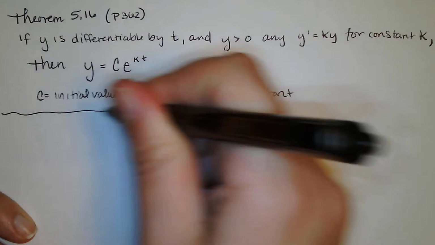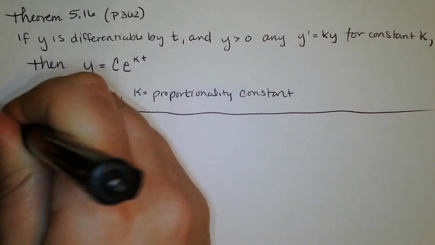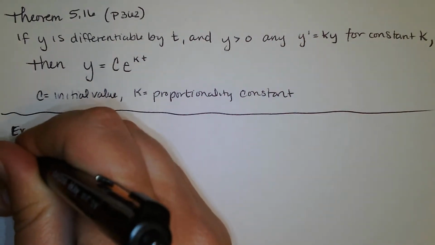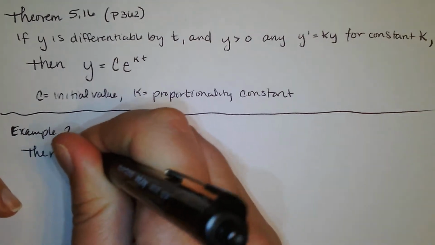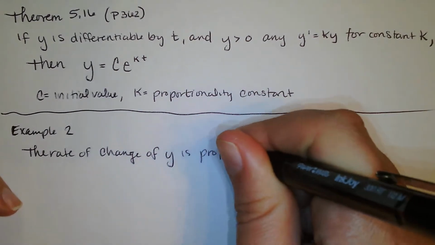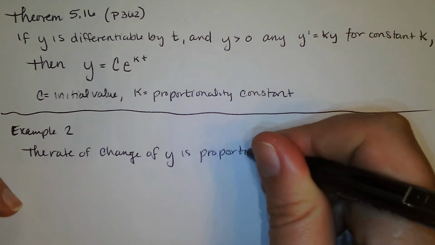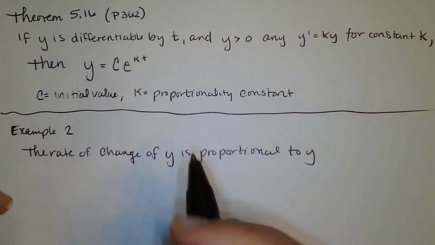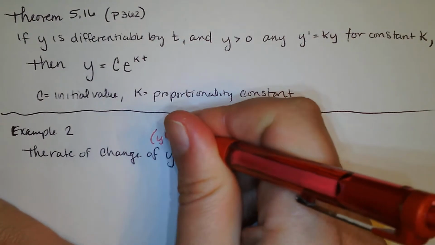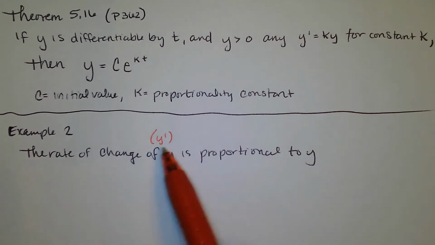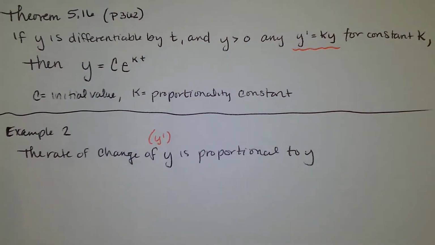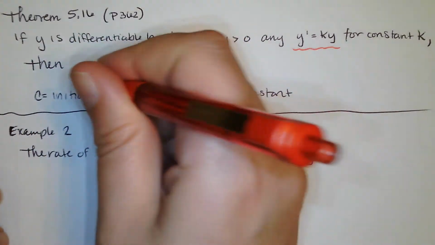So if you ever see something written like that, you know that you'll be able to use this formula, this setup, to do that. So we're going to do example 2, which says the rate of change of y is proportional to y. This is essentially just saying y prime is proportional to y. So y prime and y are proportional. So that is saying that this is holding true. As soon as that is stated, we know that we can use something that is in this form.